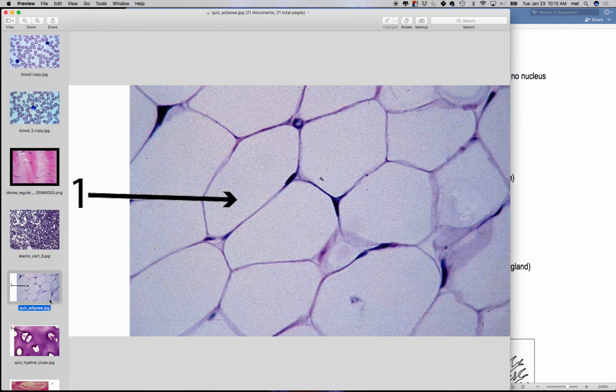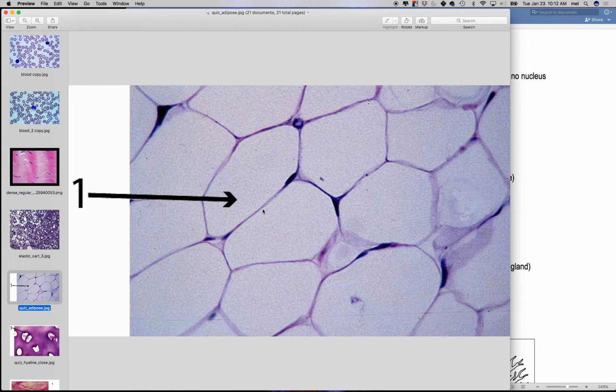Is this a loose or a dense connective tissue proper? Loose. Okay. What am I pointing to right here? A lipid vacuole. So how would I get you to identify the cell? Well, because it's my job to write a clear question, I would have to say, name this cell. Yeah? Okay. So I have to be really clear about what I'm asking for, or else I'm going to get a hodgepodge of answers, right? Does that make sense? Okay.